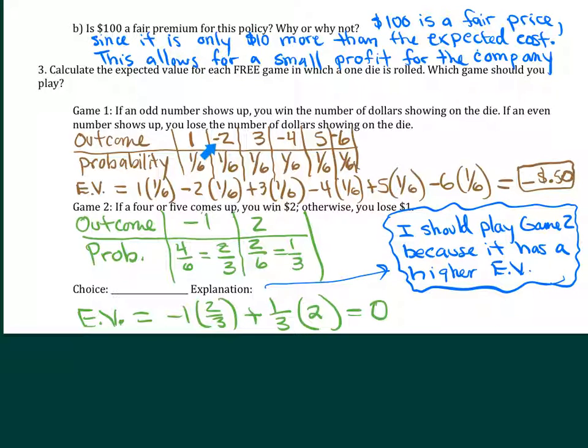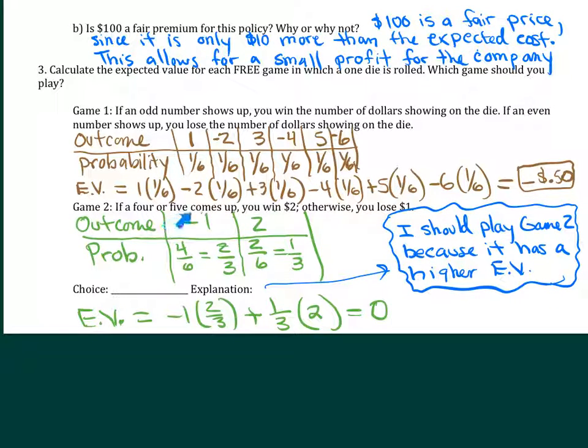All right, expected value is simply the outcome value times its probability, so 1 times 1 out of 6, minus 2 times 1 out of 6, plus 3 times 1 out of 6, minus 4 times 1 out of 6, plus 5 times 1 out of 6, and then minus 6 times 1 out of 6. So all of that is written here, and then we just do the multiplication and add everything up, and we get negative 50 cents. So that simply means that if you play this game, you would expect to lose 50 cents.